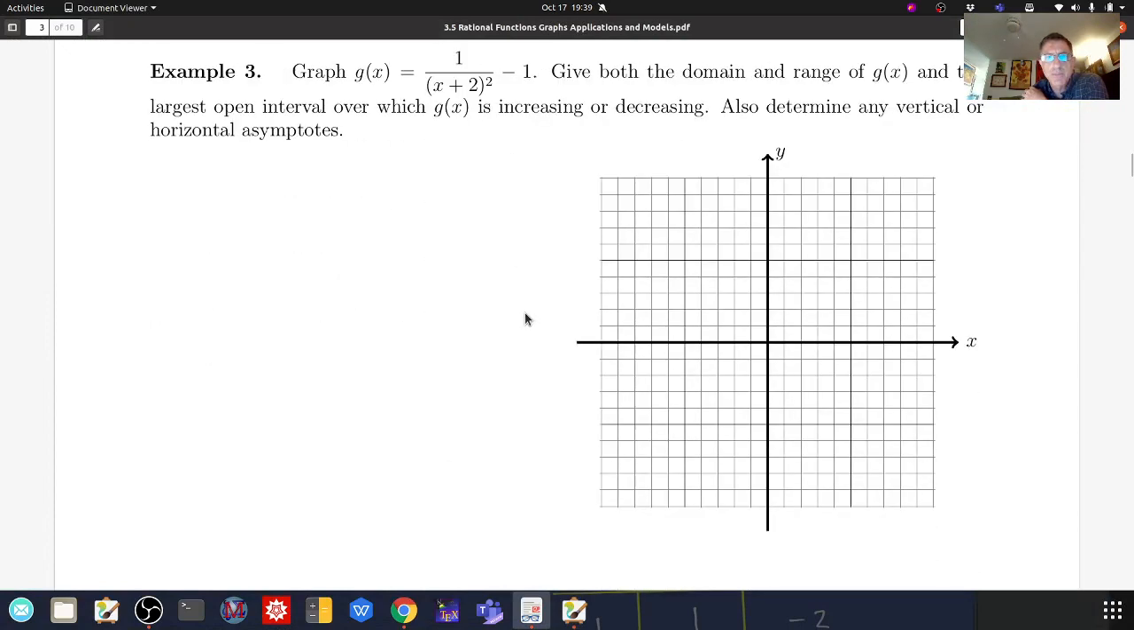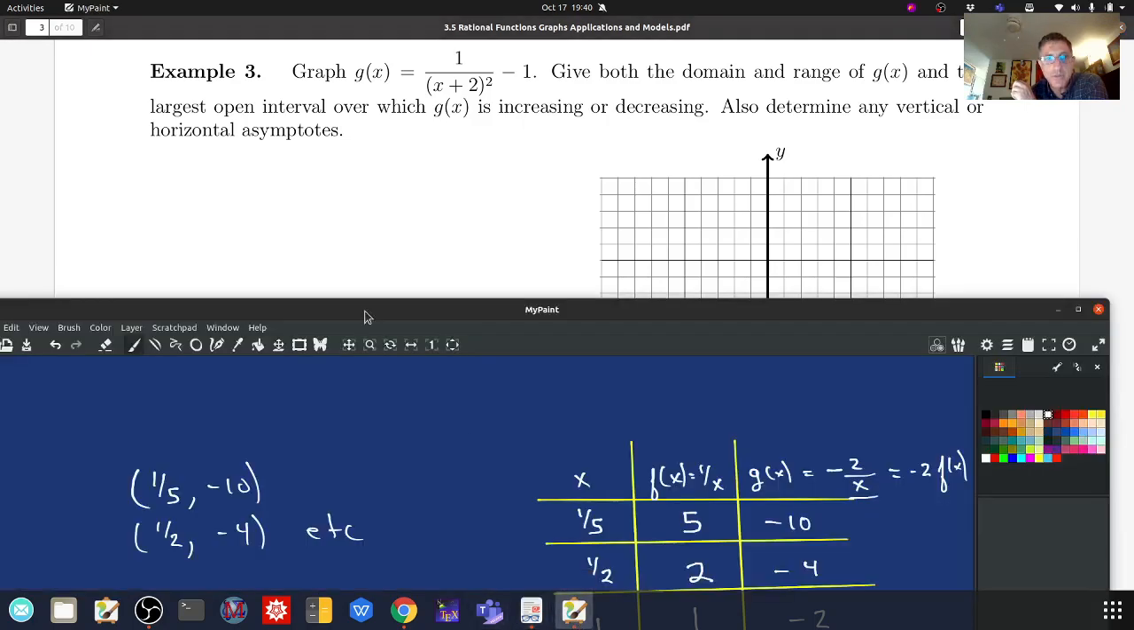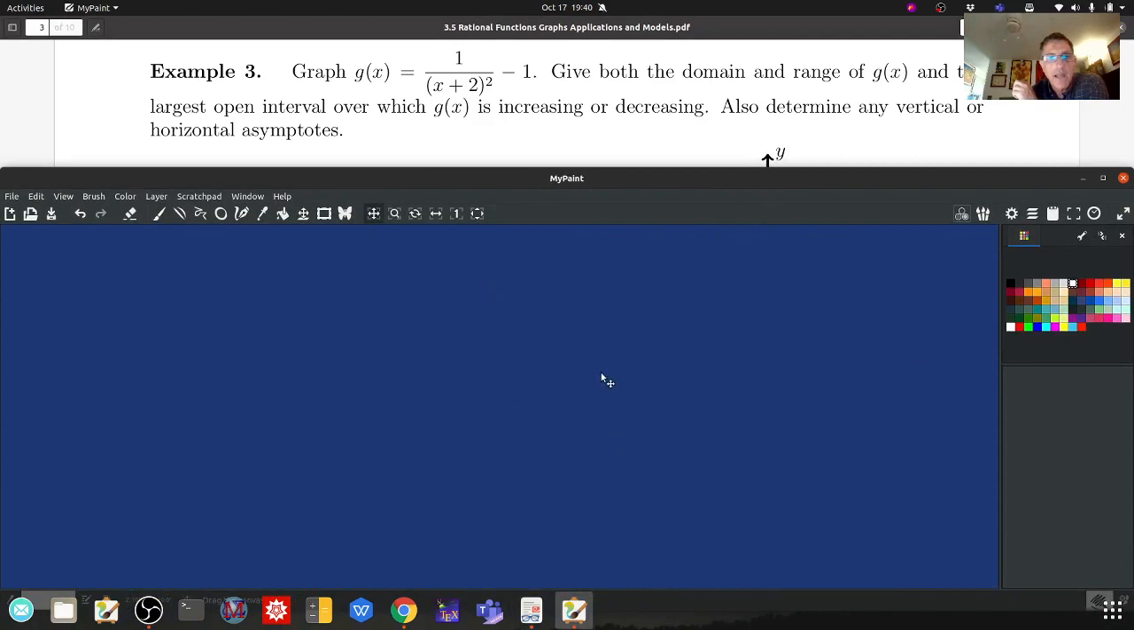Okay. So let's look at this particular question. We're going to graph this. We're just going to think about it. So you're asked to graph g of x is equal to 1 over x plus 2 squared minus 1. So let's actually get everything we can from it by asking some specific questions. So here is our function, g of x is equal to 1 over x plus 2 squared, and then I'm subtracting 1 from that. So the first thing we're going to find is the domain of g of x.